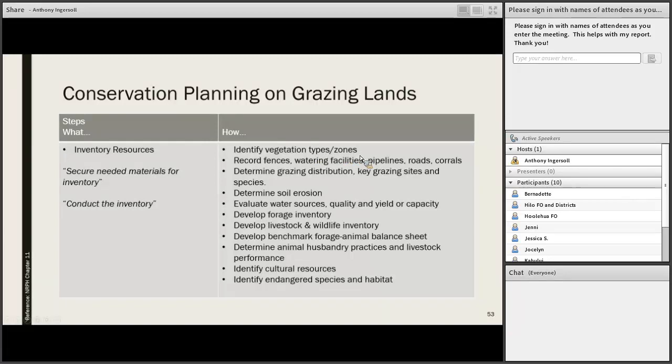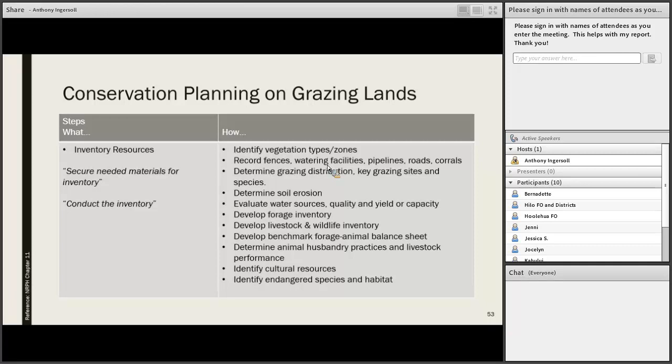Recording where all of the infrastructure is. We've got to know where their fences are, where their troughs and tanks are, and if they have reservoirs or whatever. How does their water system function? Or are there roads? Are all the areas accessible? Where is their corral? Where do they have to get to work their animals? All of those things are going to help us to evaluate grazing distribution and identify key grazing sites and species.